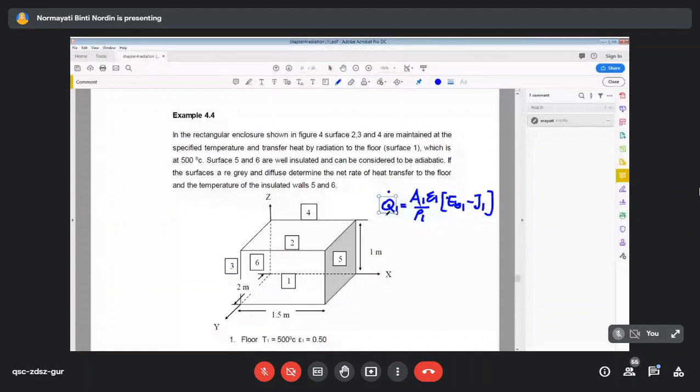So you need to find this term A1 epsilon 1 over rho 1, you need to know the values of this term, and you need to know the black body emissive power for surface 1 and also the radiosity of surface 1. So you can see the radiosity is the main challenge.